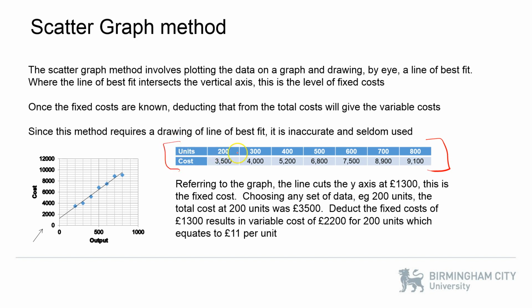We have different levels of output in units and the costs that correspond with those level of outputs. They have been drawn on the graph, and then a line of best fit. This line then is taken through to the y-axis, and where the line actually cuts the y-axis is the fixed cost. So we have the fixed cost here.